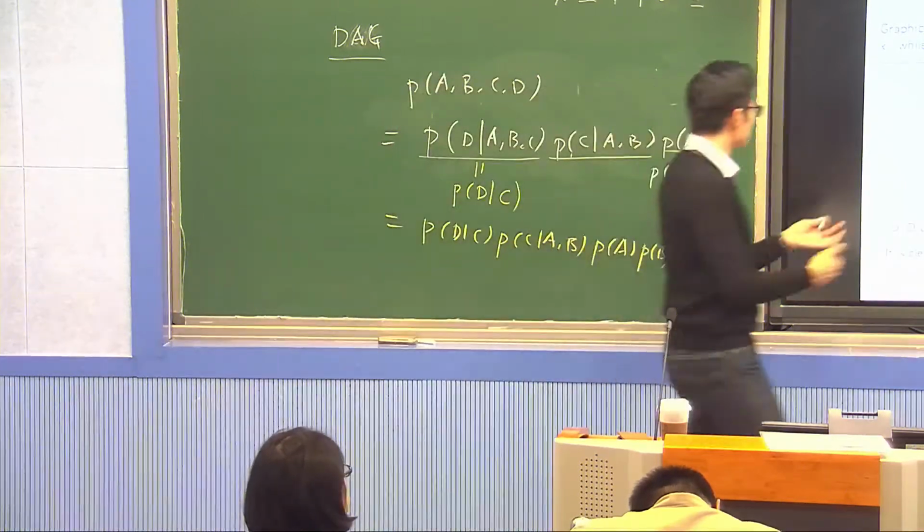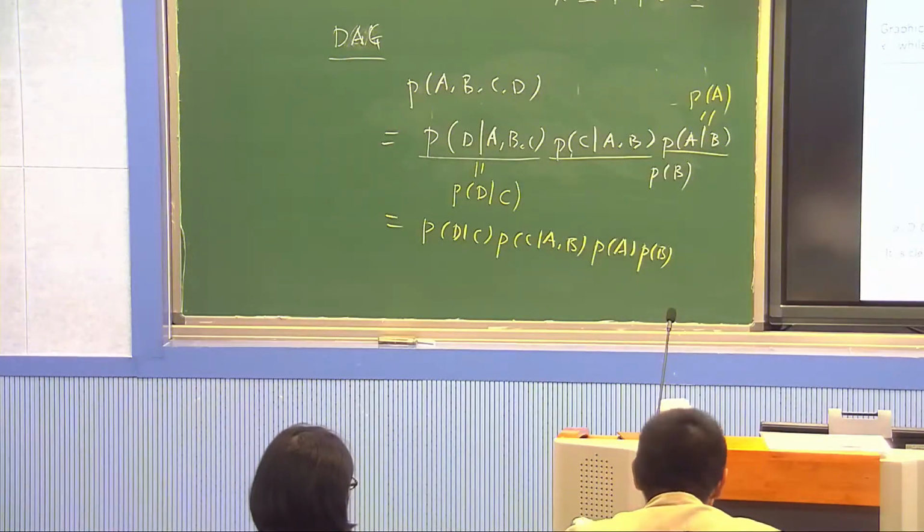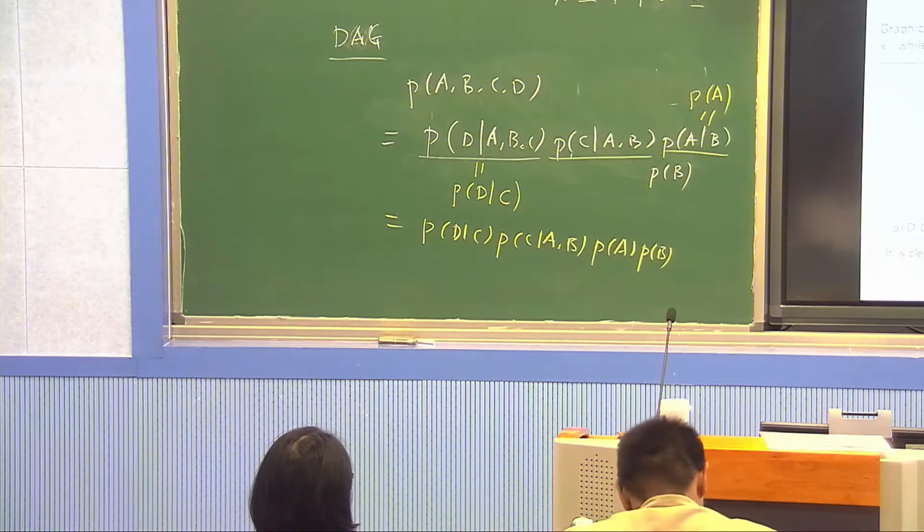Isn't this obvious from the graph? The joint distribution was just P(A), P(B), P(C given A, B), and then P(D given C). It's very simple. You can write the joint distribution.